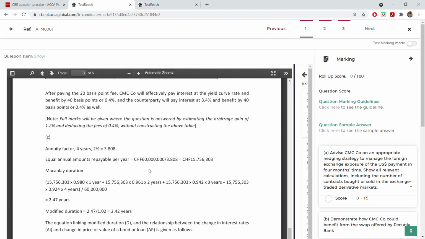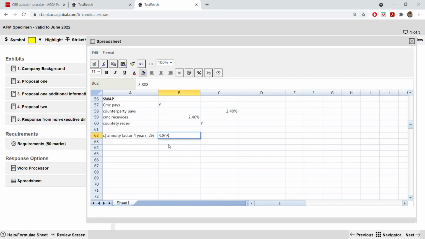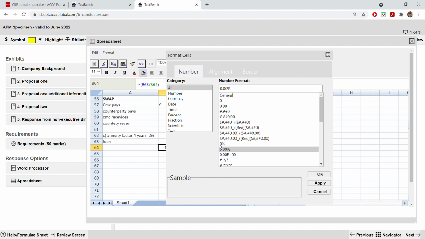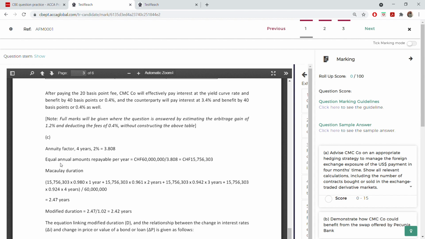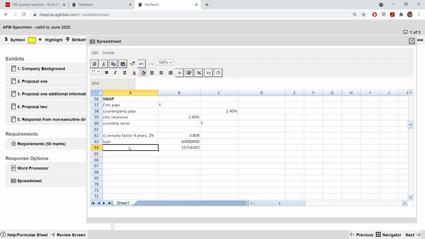Now you have to find the equal annual installments. Remember, the amount of the loan is 60 million. 60, and 6 zeros after 60. So when you want to find out, it will be this divided by this annuity factor. And this I'm going to format the cell and take it to the decimal place. This is the amount, equal annual amounts repayable per year. You are paying the same amount every year.